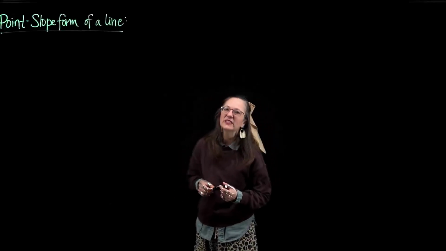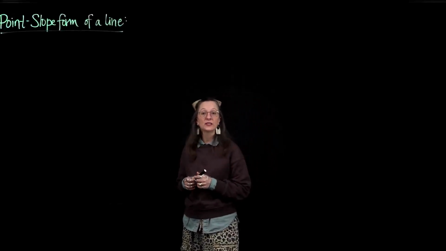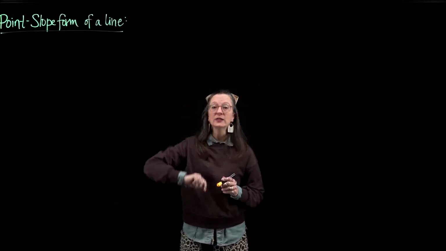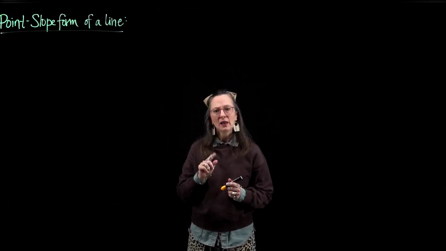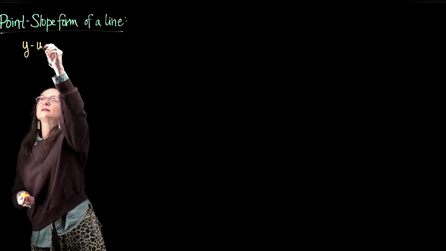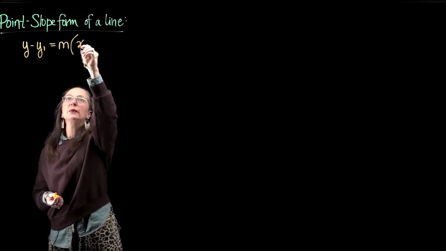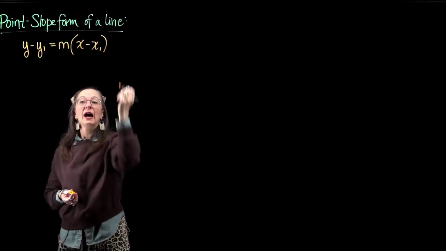Hi friends, today we're going to talk about one of the forms that we see a line in and how we can use it, and that's the point-slope form of a line. Let me write that equation out for you first. So it is y minus y1 is equal to m times parentheses x minus x1.